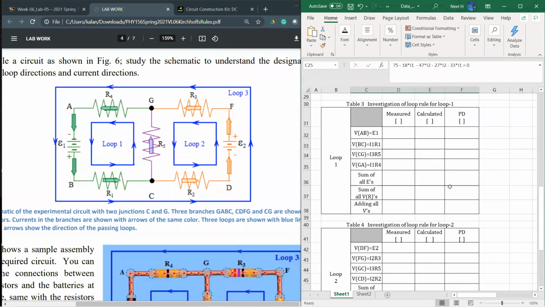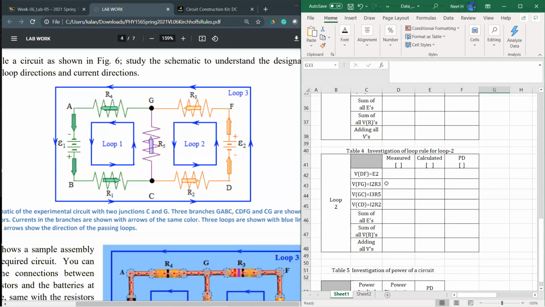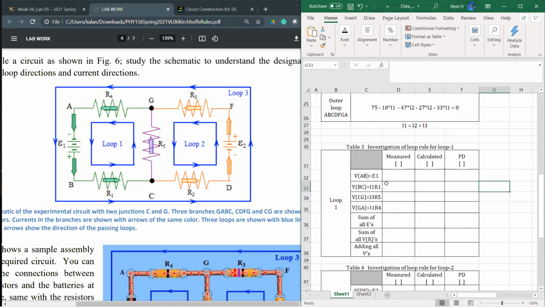Okay, guys, any other question? Then let's investigate the loop rule in the circuit, loop rule number 1 and number 2 actually. We will investigate loop number 1 and then loop number 2. And finally, we will take a look at the power dissipation and the power supply in each loop. That's the plan, so it's a simple calculation.